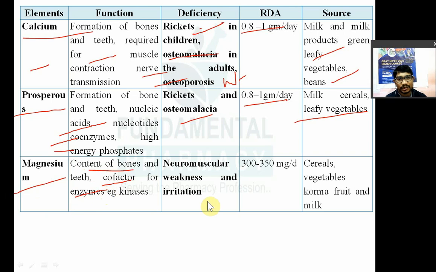Lot of enzymes, for example kinase, glucokinase, hexokinase. For that, magnesium is required. You can see in the Krebs cycle, there Mg plus is written above it. So content of bone, teeth, cofactor for enzymes. Also, deficiency of magnesium results in neuromuscular weakness and irritation. 300 to 350 milligram per day is the daily required allowance. It is found in cereals, vegetables, and foods and milk.